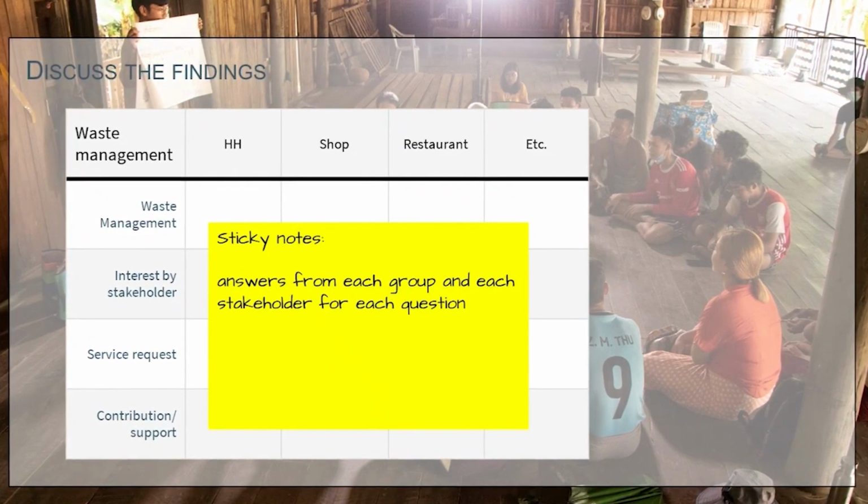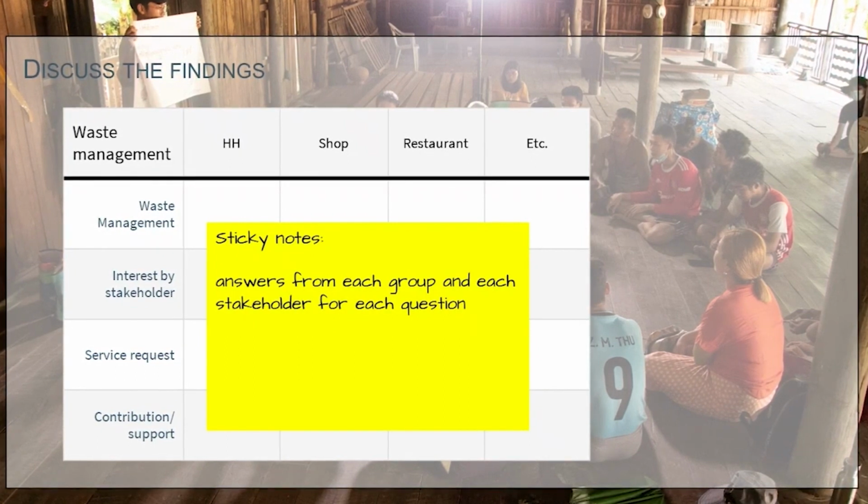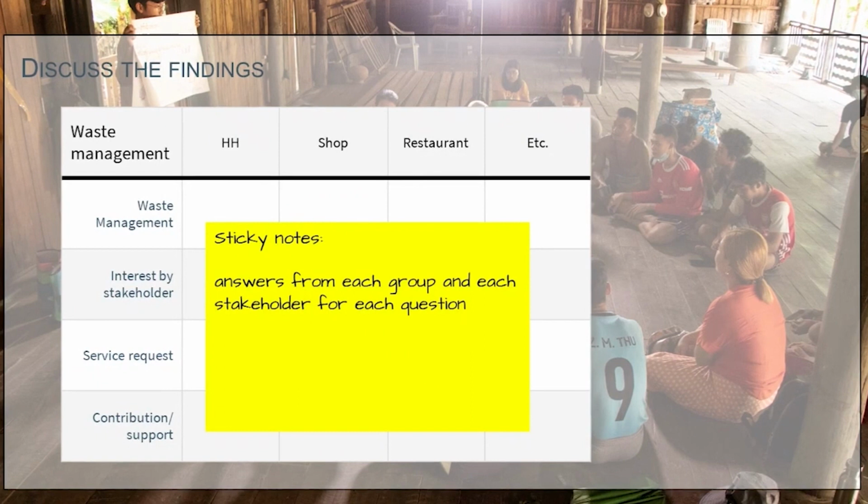And it helps a little bit to sort the answers in this kind of matrix, as you can see here. So you have on the left side the waste management, so how they are doing, the interest in improving the system, and then the service request and the contribution the stakeholder is willing to provide. And then on the horizontal line, you have the different stakeholders themselves: the household, the shop, restaurant, and others. So the easiest way to sort all the answers is to provide sticky notes to the committee and or the teams, and they will then write the answers on these notes and then sort them on your big matrix and find out what are the general thinking and perceptions of the community.